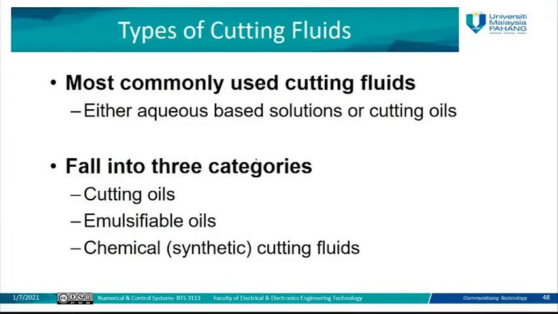These are the types of the cutting fluid here. Most commonly used cutting fluids fall into three categories: cutting oils, emulsifiable oils, or chemicals. So the chemical cutting fluids. So these are the three main categories for the cutting fluids that are used with the coolant system for the CNC machine.